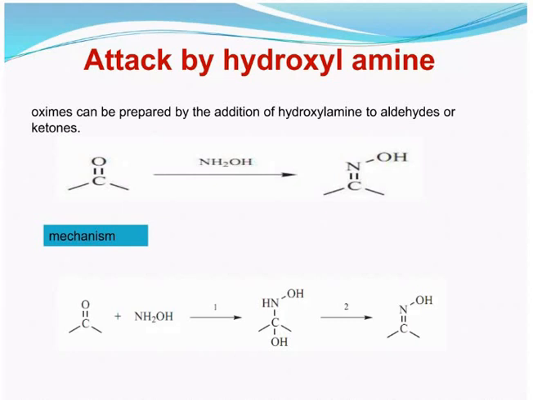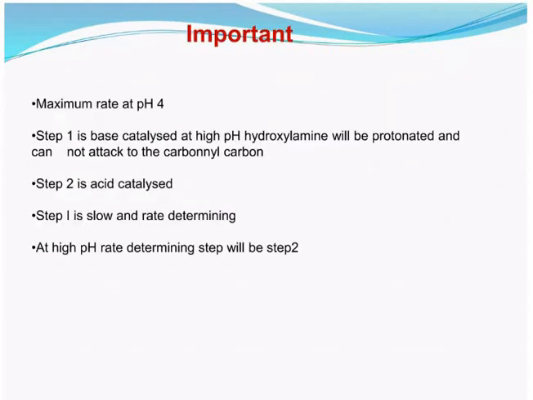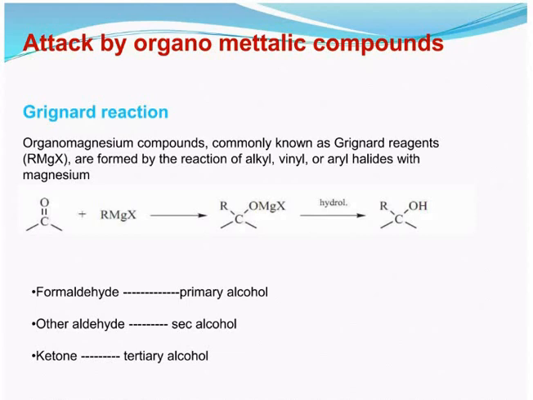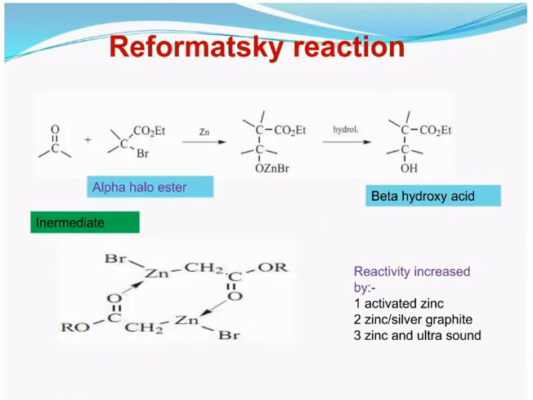Look here. So, important: maximum rate at pH 4, and there are different conditions. Attack by halogen, you can see the product. Attack by organometallic compounds, Grignard reagents: formaldehyde gives a primary alcohol, other aldehydes give secondary alcohols, ketones give tertiary alcohols. Reformatsky reaction, this is also a very important reaction. Alpha haloester gives beta hydroxy acid, with reactivity increased by activated zinc, zinc-silver graphite and zinc with ultrasound.